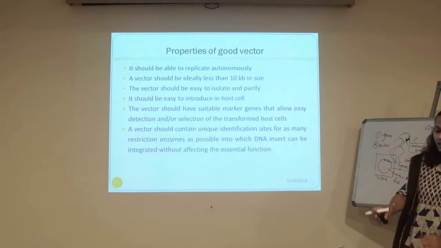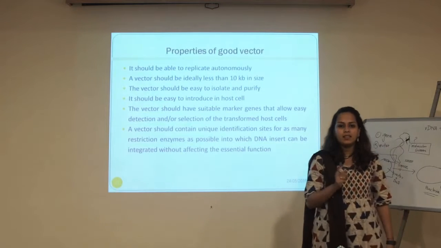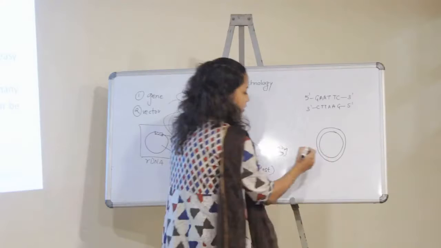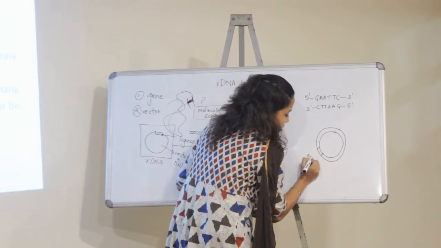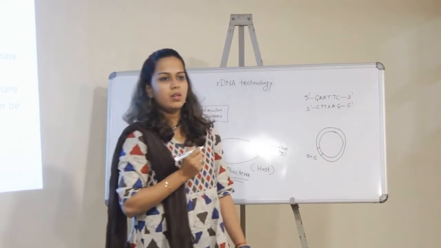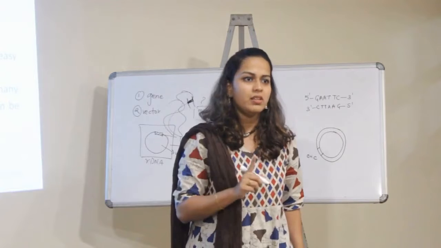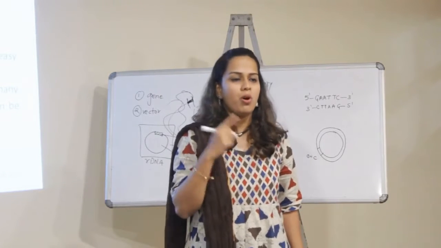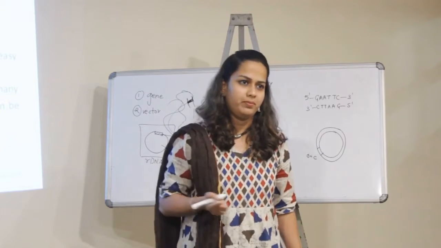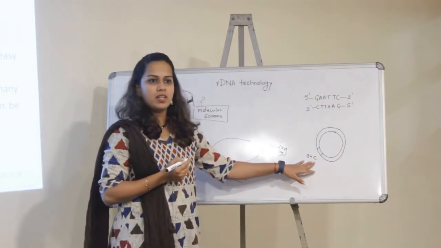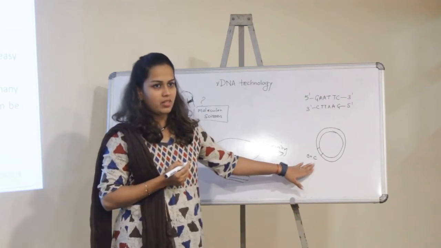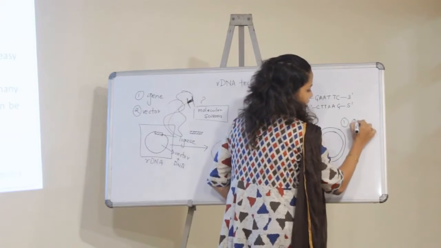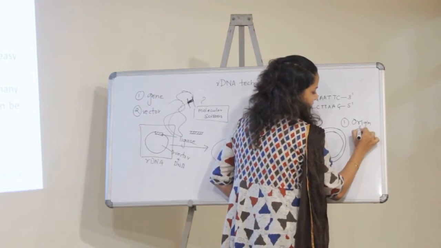Okay. Now there are three important things that the vector should contain. First thing is your origin of replication. Without origin of replication, the plasmid or the vector will not have the ability to grow on its own or replicate on its own. So, origin of replication is a very important feature which a vector should have.